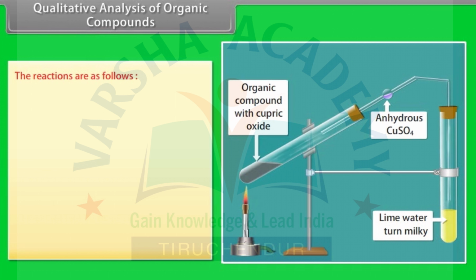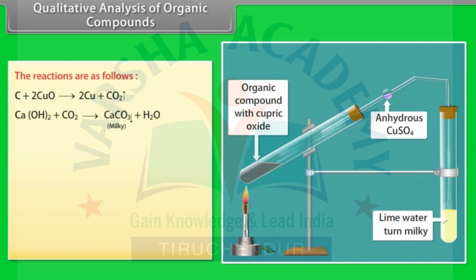The reactions are as follows. Carbon in the organic compound reacts with copper-II oxide and produces copper and carbon dioxide. The produced carbon dioxide reacts with calcium hydroxide, which turns it milky, indicating the presence of carbon in the organic compound.